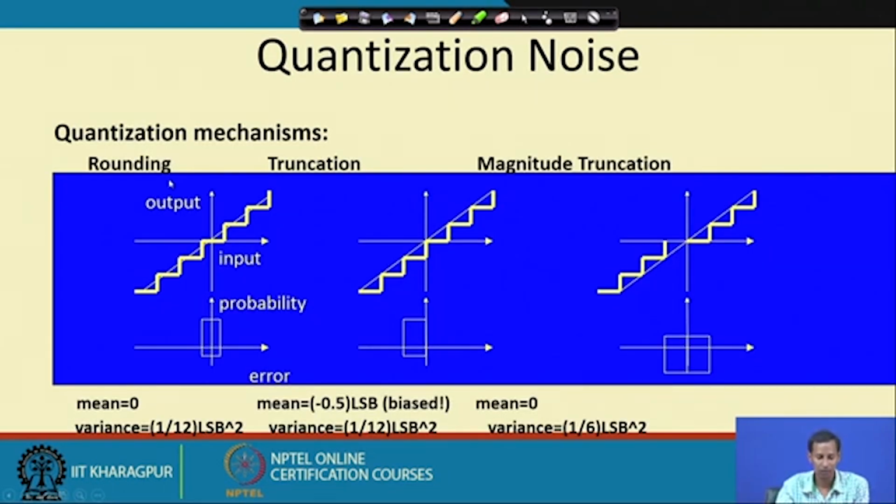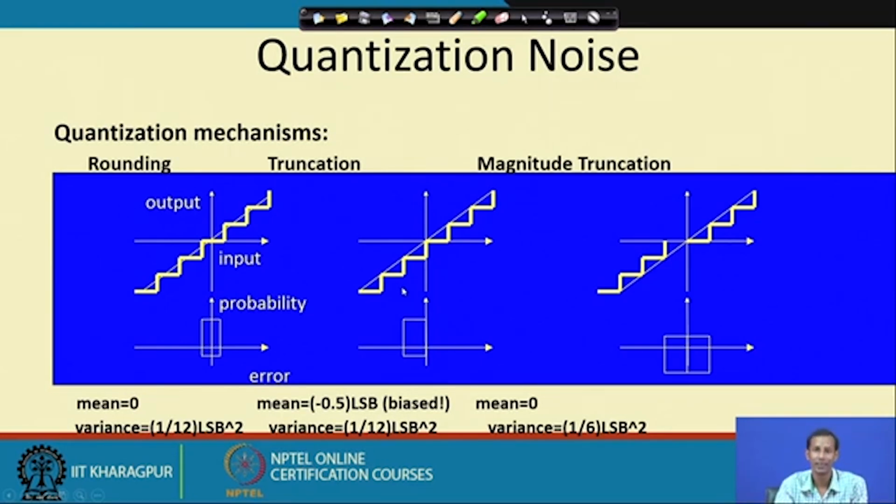Now we will consider what is rounding, what is truncation and what is magnitude truncation. Suppose rounding means the original value may go just lower or upper, but in truncation, whatever the original value is, it will always be just below it.